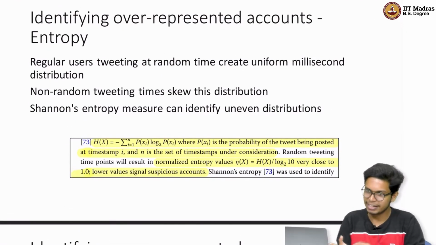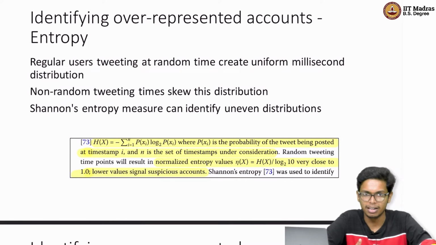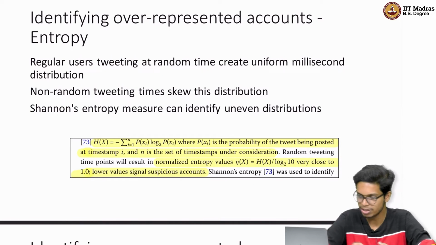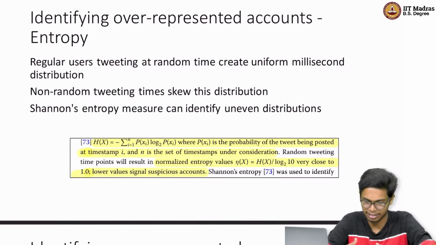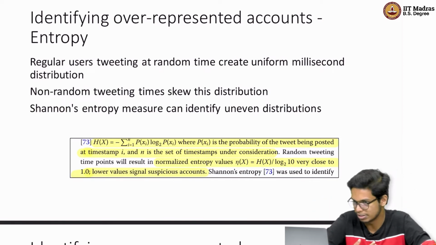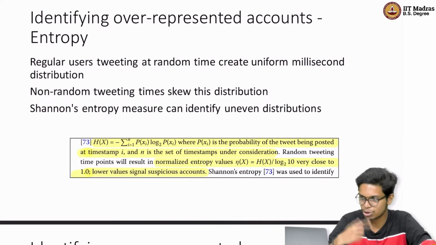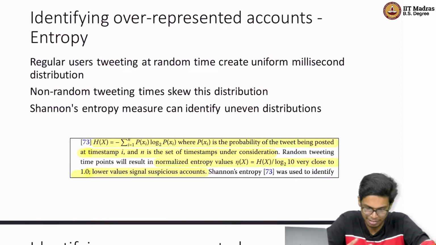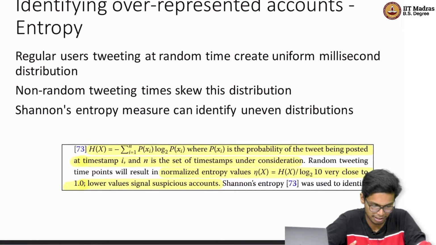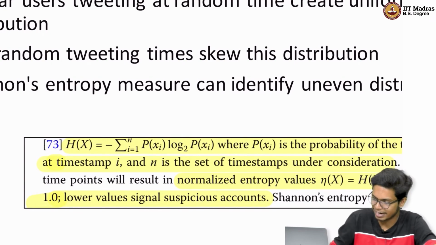So the second technique that they use, which is much more statistically significant and much less susceptible to outliers, is entropy. Entropy is based on the assumption that regular users tweeting at totally random times will create a very uniform millisecond distribution rather than the skewed distributions that we just saw. And non-random tweeting times will skew this distribution that we've already seen, right? So there's a very popular mathematical quantity called Shannon's entropy, which is defined here, which is just the negative log of the probability of someone tweeting at a specific timestamp multiplied by that probability.